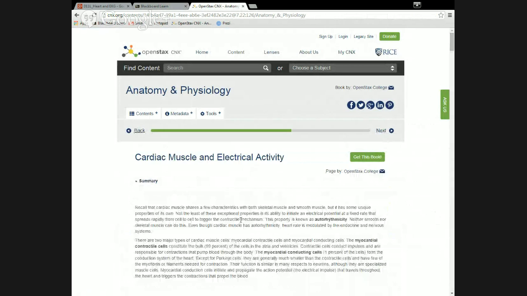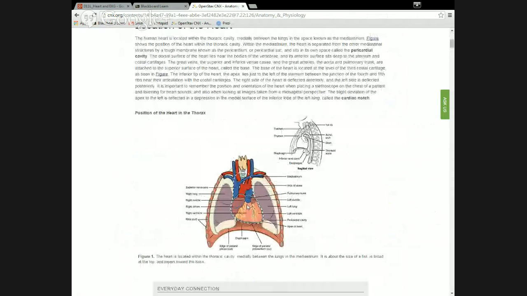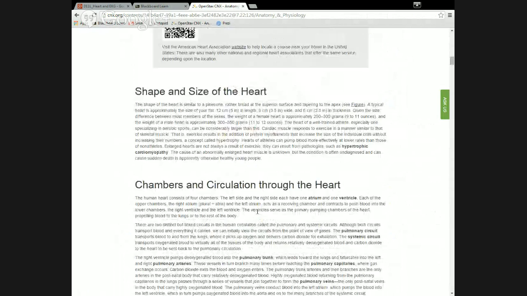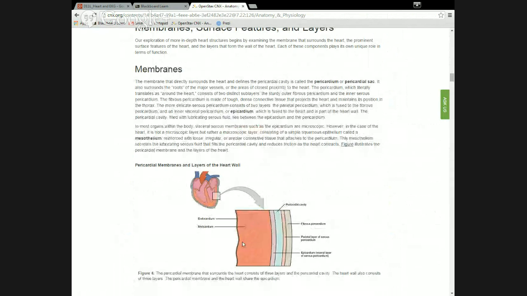So in class, we talked about the location of the heart in the mediastinum and the pericardium, and we'll come back to that in a second. And also in class, I talked about the layers of the wall of the heart and structure of the pericardium, the fibrous pericardium. That's all right here in the chapter.